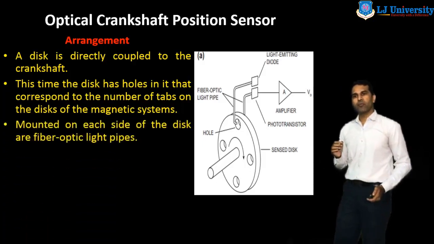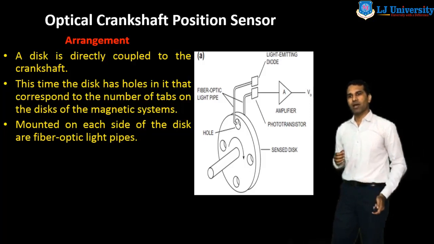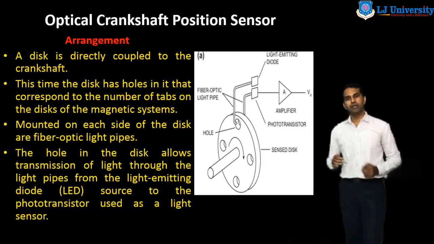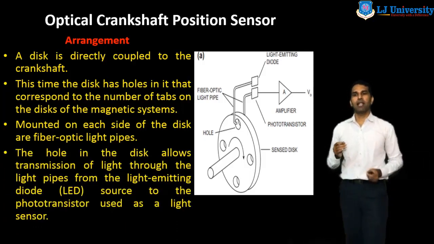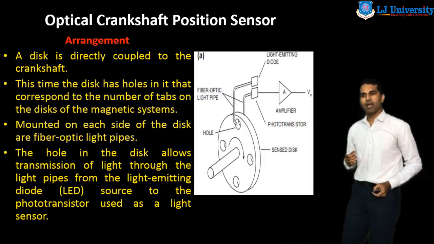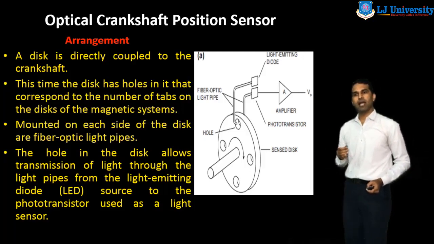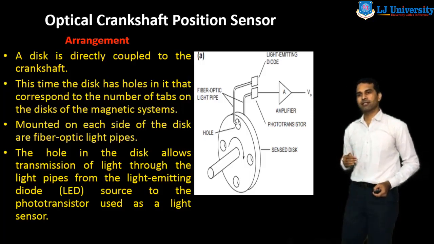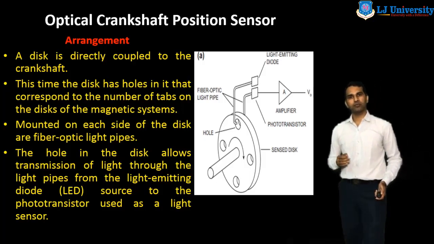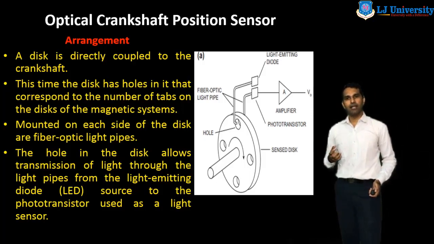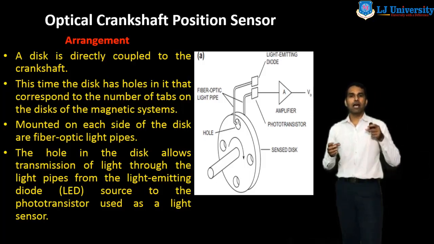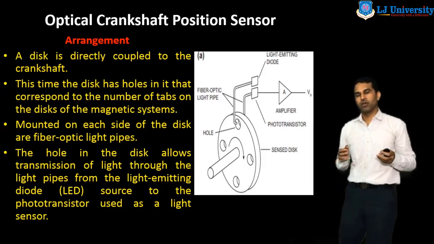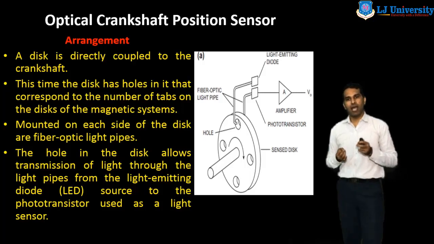Mounted on each side of the disc are fiber optic light pipes. The hole in the disc allows the transmission of the light through the light pipe from the light emitting diode source to the phototransistor used as a light sensor. So here we use an LED, that is a light emitting diode, that transmits the light, and on the other side we use the photodetector.